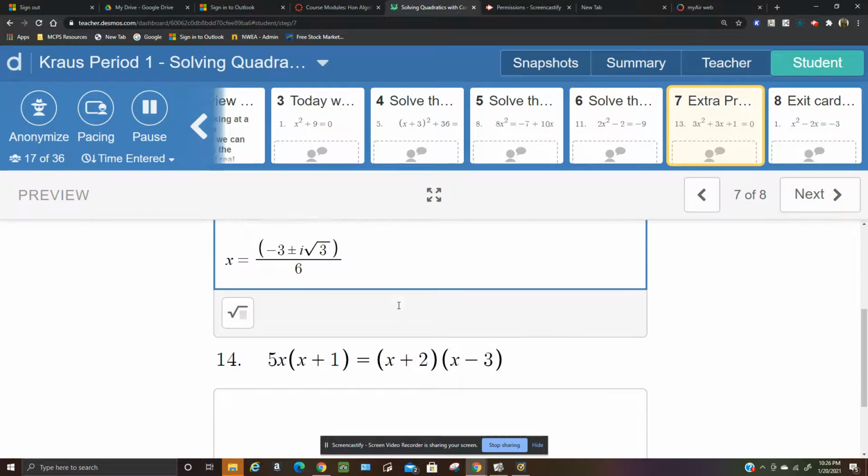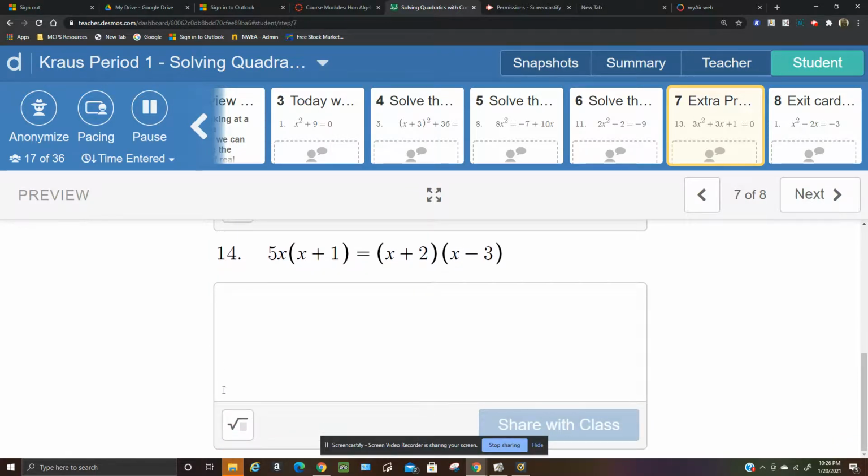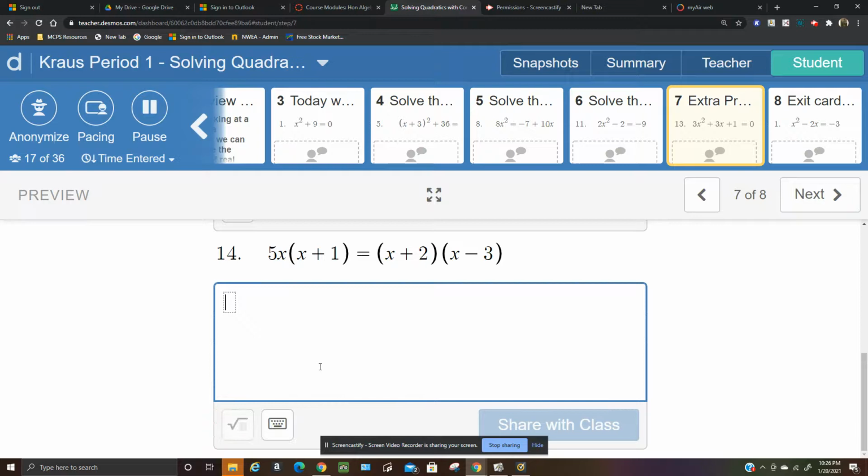So, and then this last one, you want to multiply everything together here to get started. So 5x squared plus 5x. And on the other side, x squared minus 3x plus 2x minus 6.